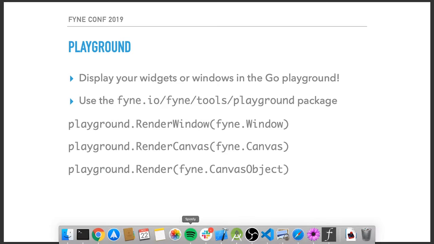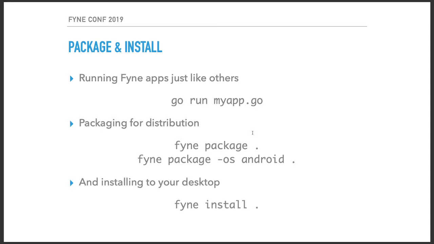Lastly, for the functionality that's been added to the toolkit, we've improved the package and installation process for your development. Just like other Go apps, it's always been possible to run a Fyne application using the standard tooling. Go run myapp.go is just exactly what you're going to expect. It will run your application, show any windows that you've defined, and run like any other.